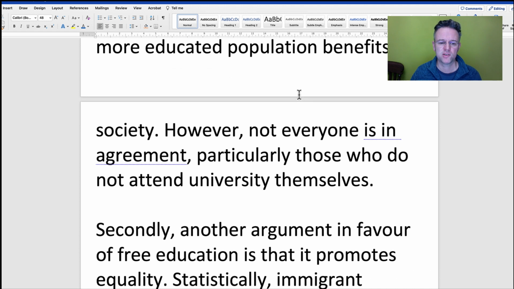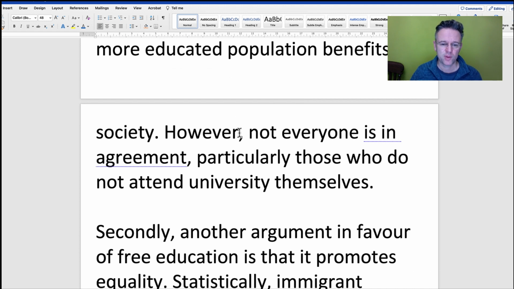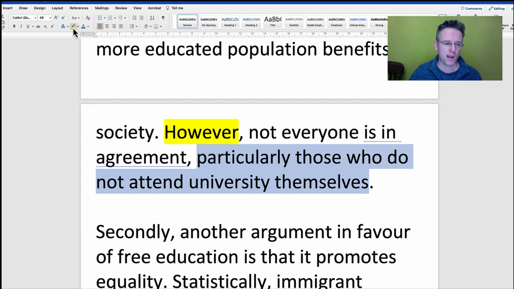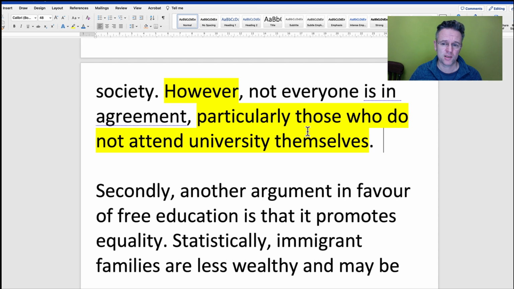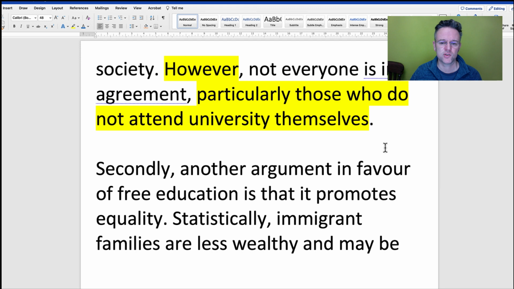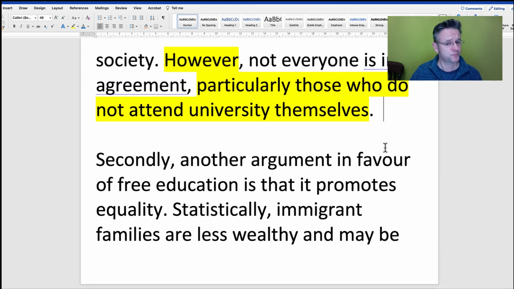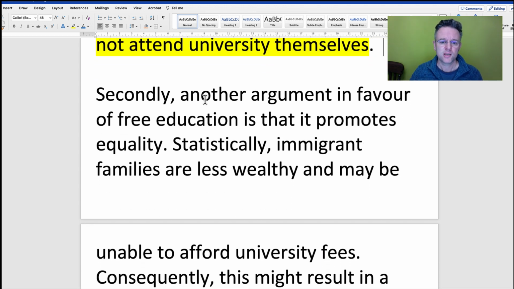However, not everyone is in agreement. Now, here we have however, a fronted adverbial, and then I've added this adverbial on the end, and it's quite complex. You may not be able to do this. It is an ambitious sentence. Particularly those means people, and then we've got a relative clause, who do not attend university themselves. So quite an ambitious sentence there. You may be able to try and learn that sentence and change it and use your own vocabulary, or possibly not.